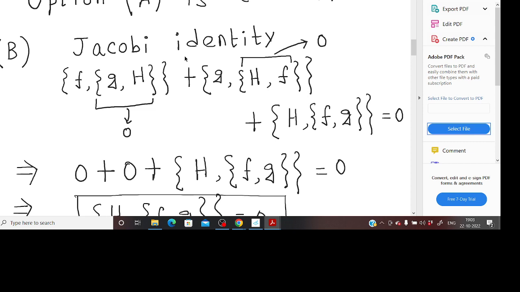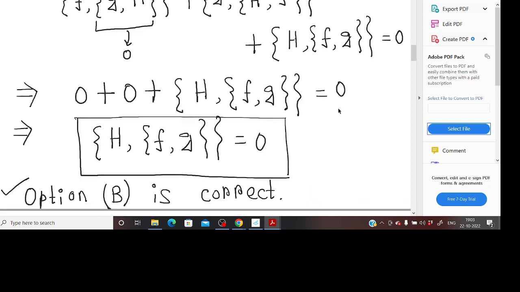So this is the identity, and here for this problem this term is 0 because g is a constant of motion, and this term is 0 because f is a constant of motion, and this term is also 0 because of this Jacobi identity.